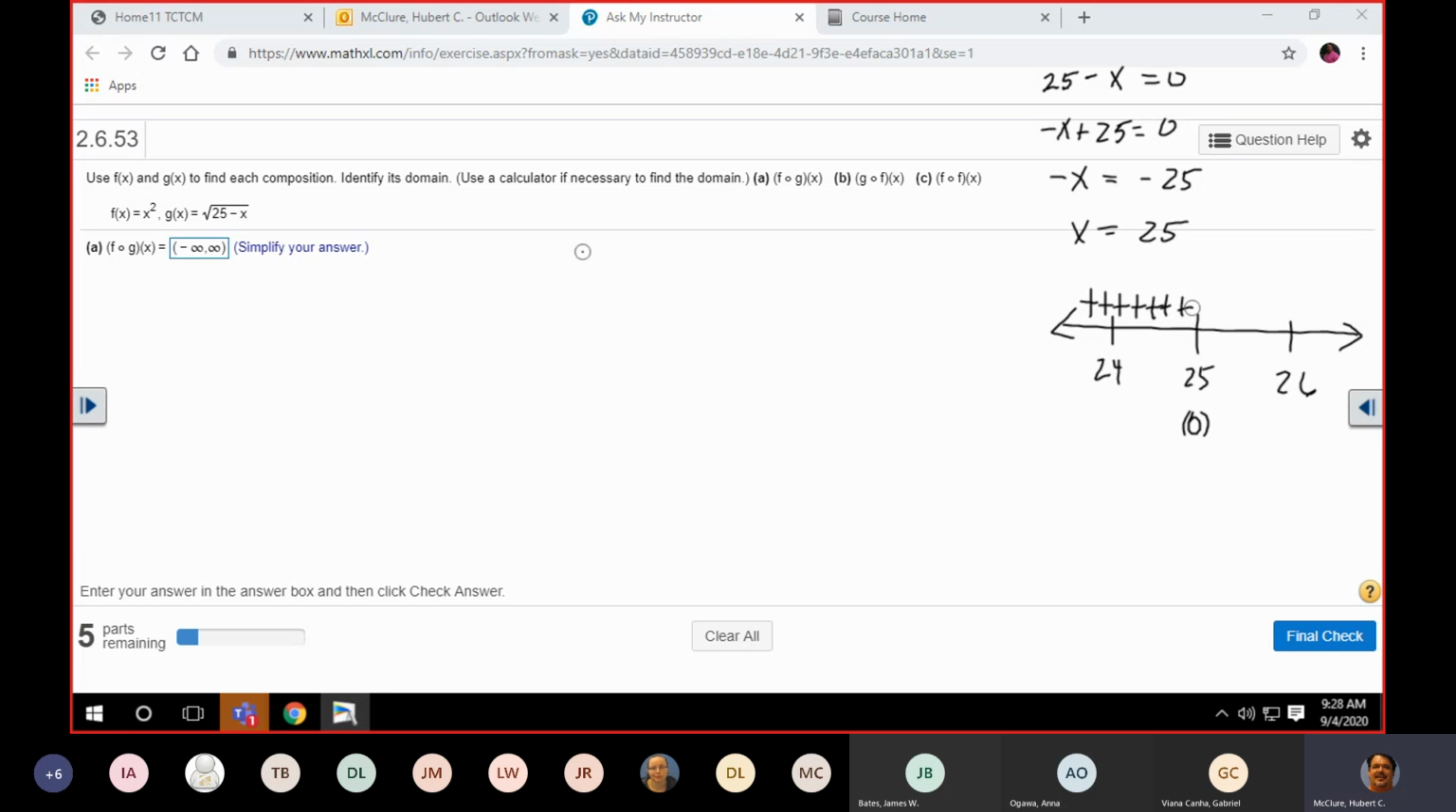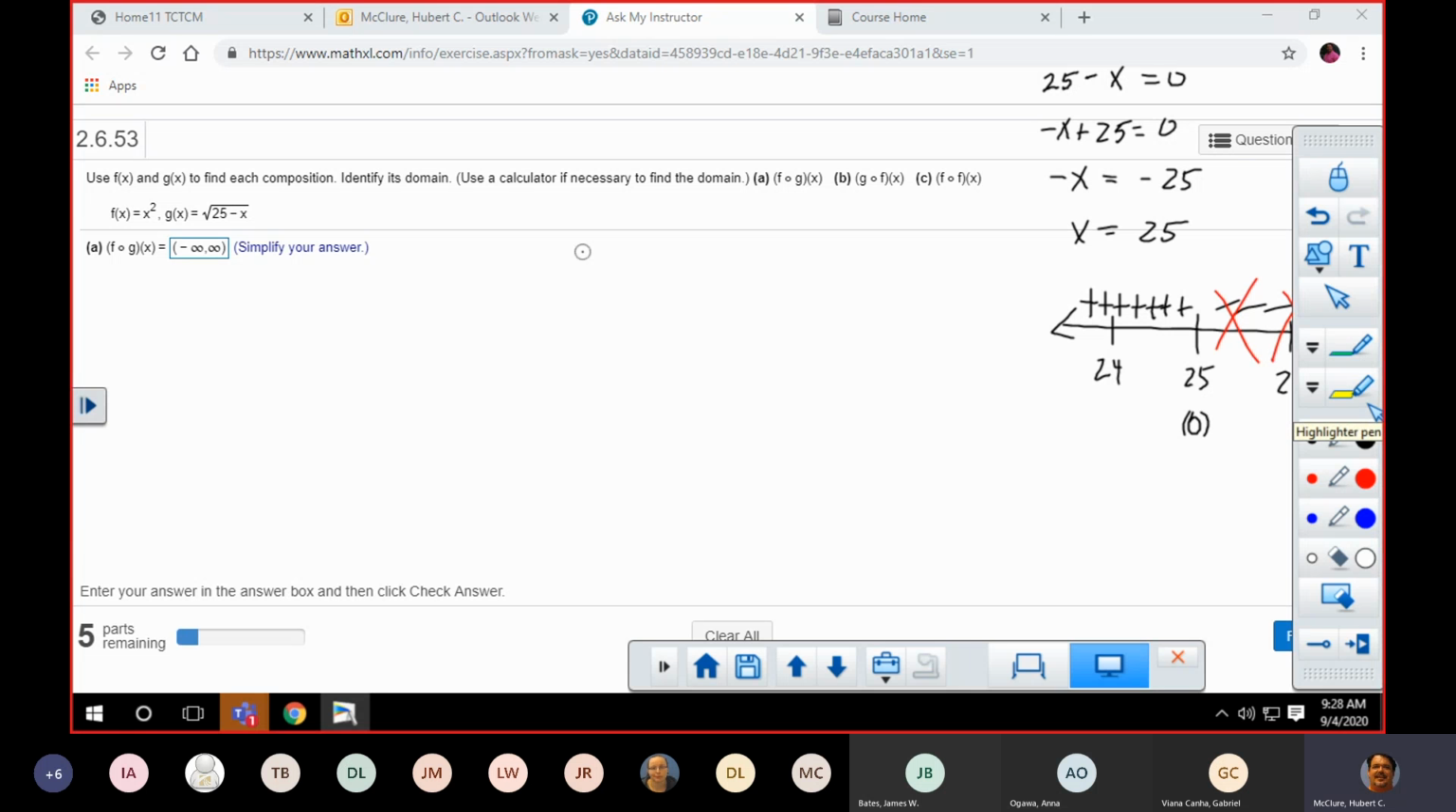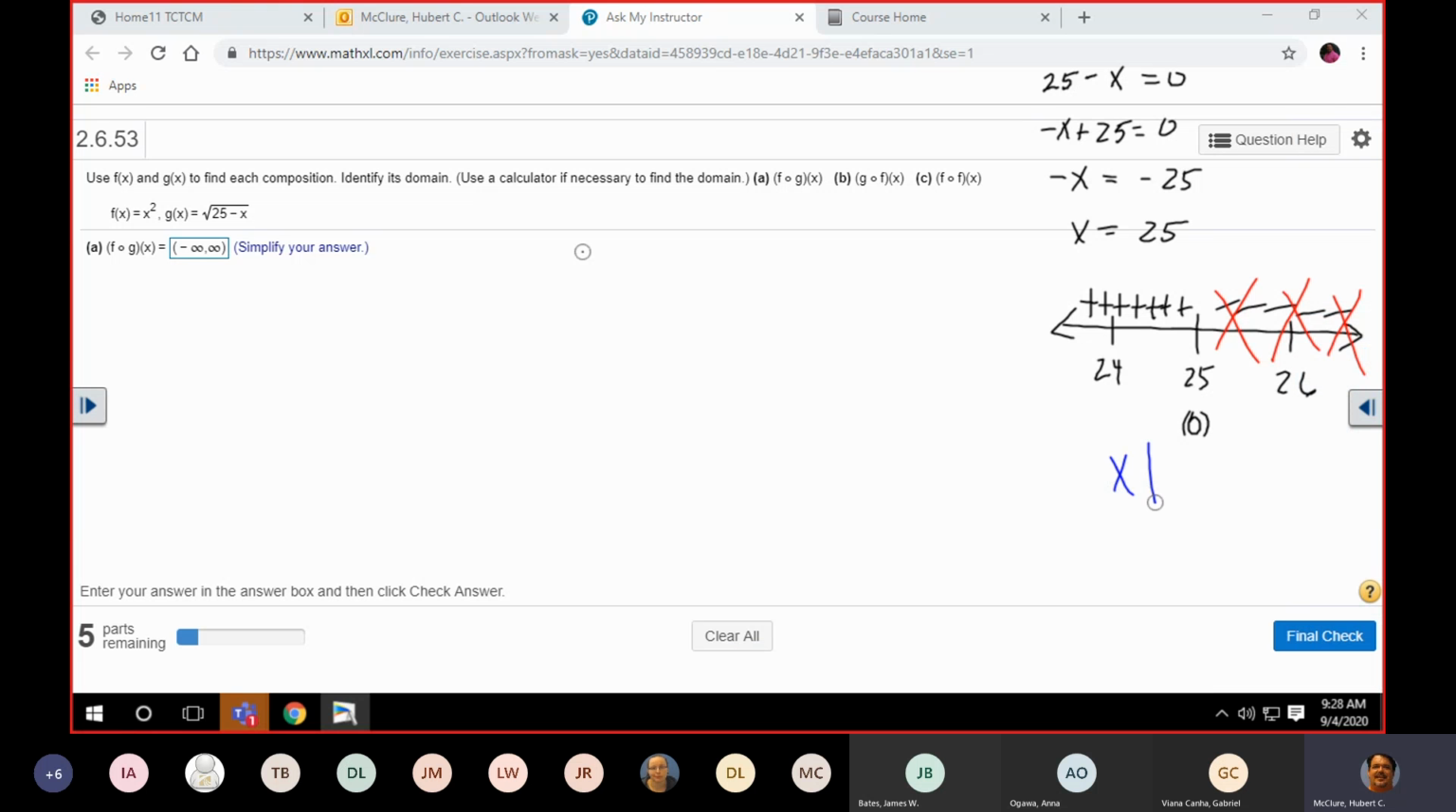Okay, what is 25 minus 26? That's negative, so we can't have those. So our domain for that radical is x such that x has to be less than or equal to 25.